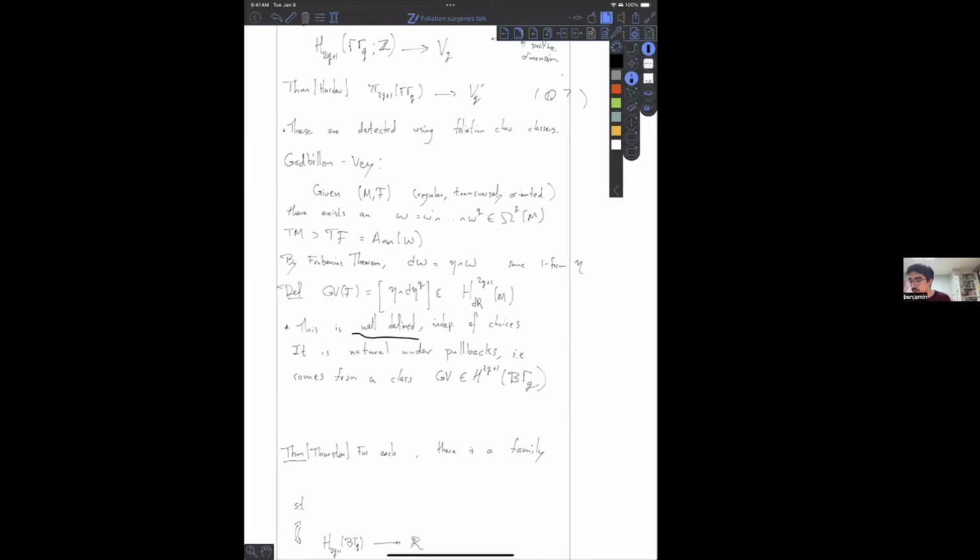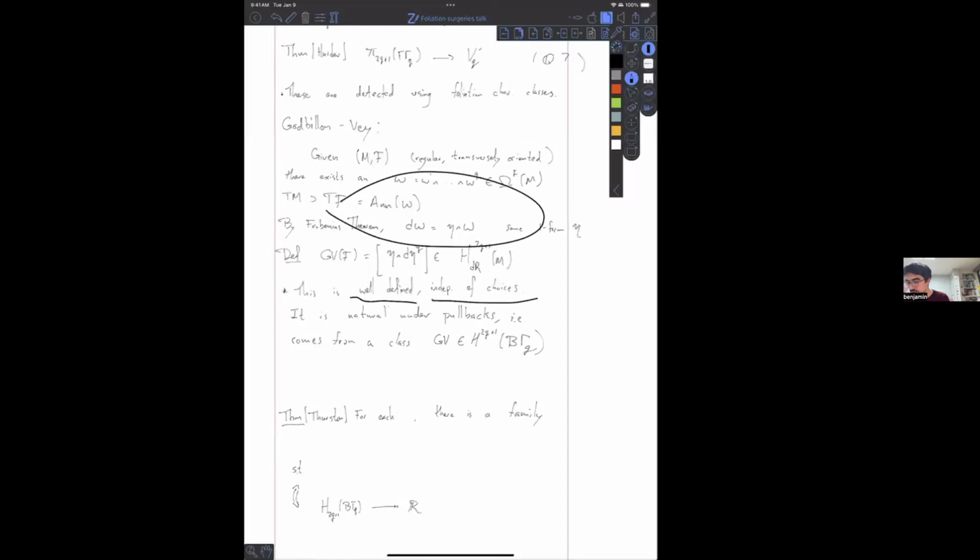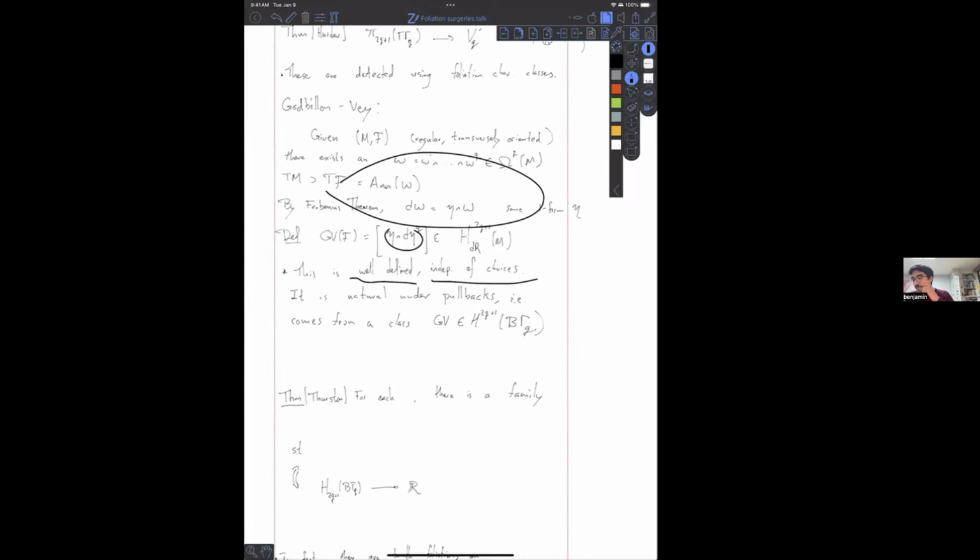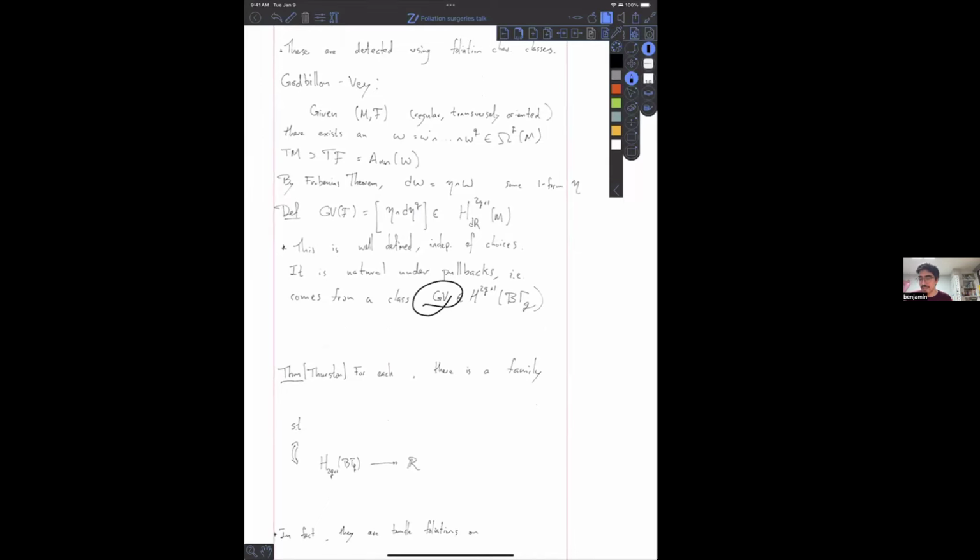And so it turns out this is well-defined. There are several choices I made here implicitly, but the class doesn't depend on them. And furthermore, let's say you have a map of regular foliations, a transverse map. Then this Godbillon-Vey class will pull back nicely. In fact, there's some kind of universal Godbillon-Vey class on this classifying space, B gamma Q or F gamma Q.